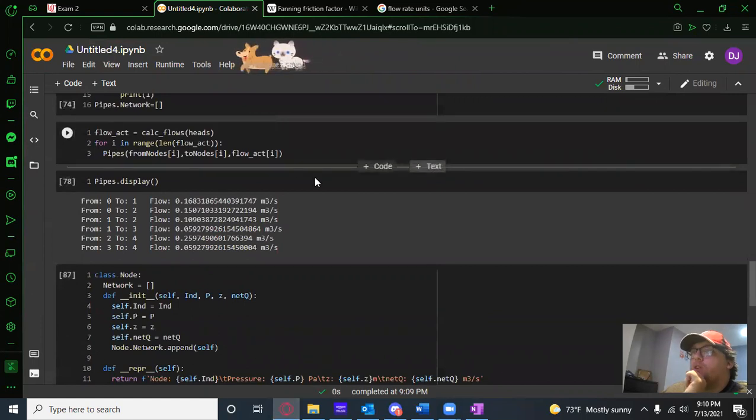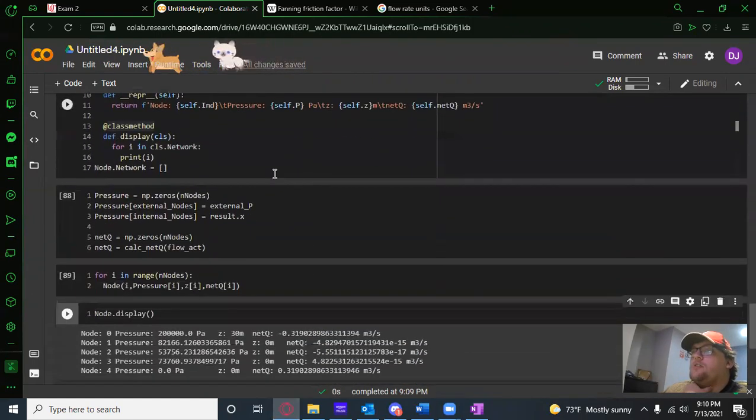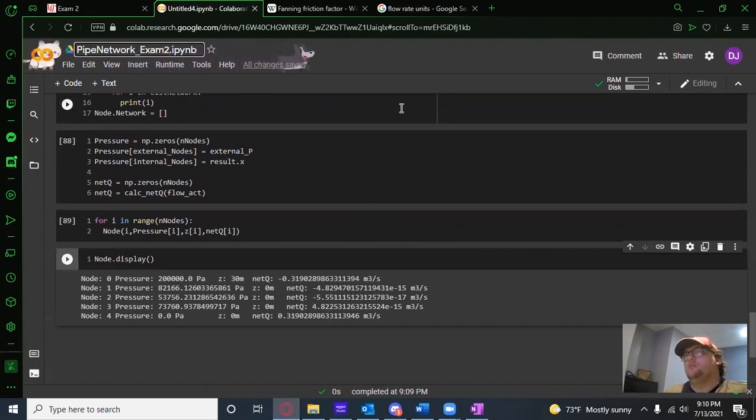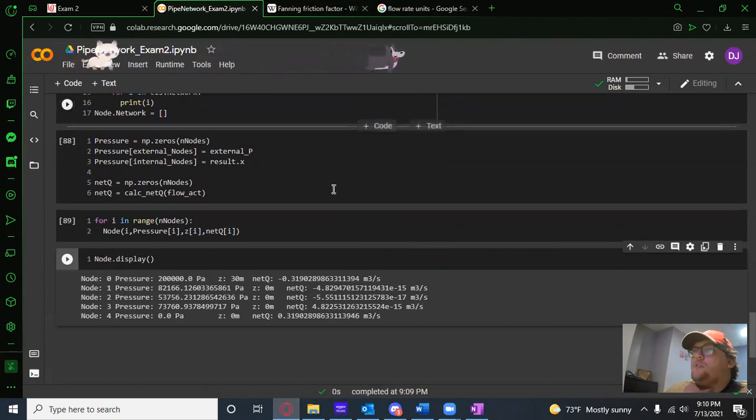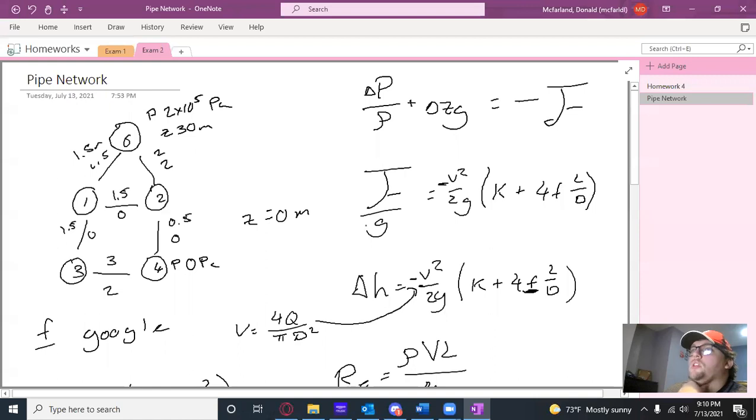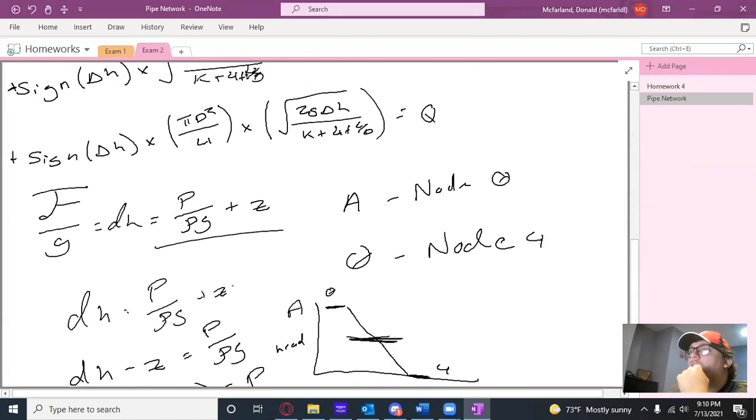We calculated our flow in all the pipes, and using that flow, we calculated the net Q and the pressure in each node. So what I'm going to do is leave a link to this Colab script, which I'm just going to name type network Exam2. I'm going to leave a link to this in the description. I am also going to leave a link to the notebook here in case you want to look at that.